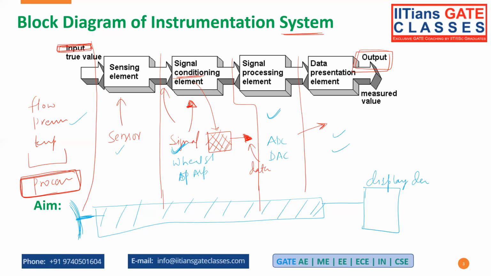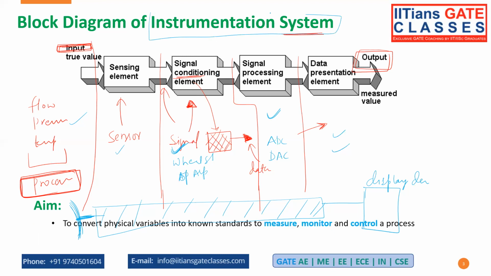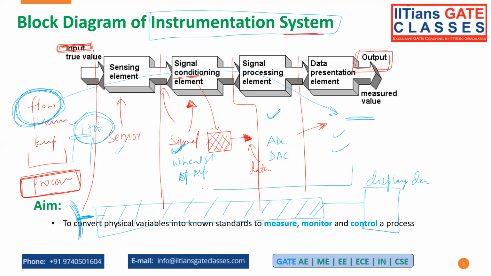Before that, why are we going to study these things, right? What is the aim behind designing your instrumentation system? As I told, we want to convert this process into a known standard, which could be measured, monitored, and controlled, right? If a furnace is there and the temperature is 1700 degrees Celsius, you want to control it. In order to control this, first you have to measure what the temperature is. Then only will you do some feedback control system to control this temperature, right?